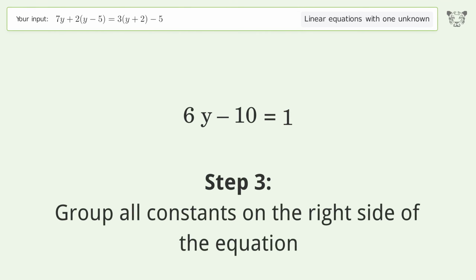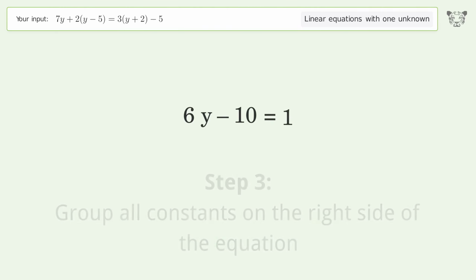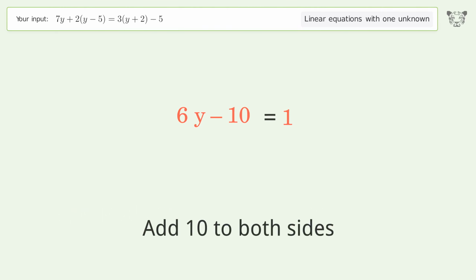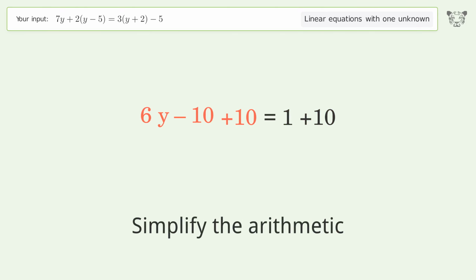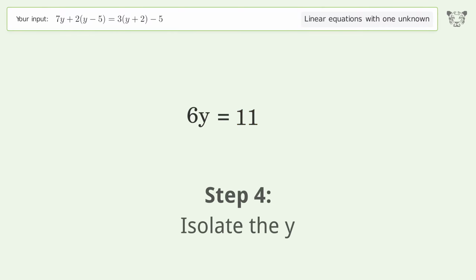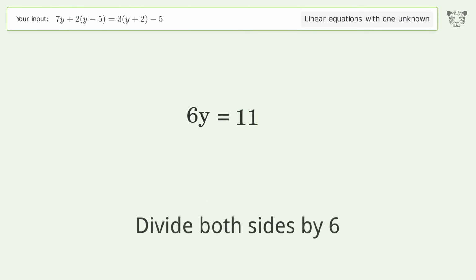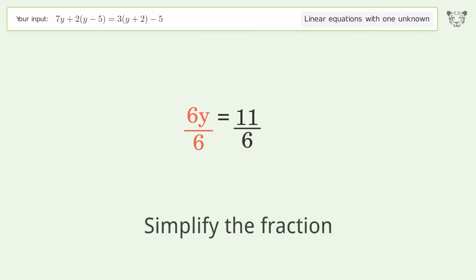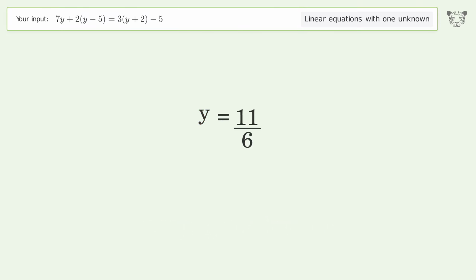Group all constants on the right side of the equation. Add 10 to both sides. Simplify the arithmetic. Isolate the y. Divide both sides by 6. Simplify the fraction. And so the final result is y equals 11/6.